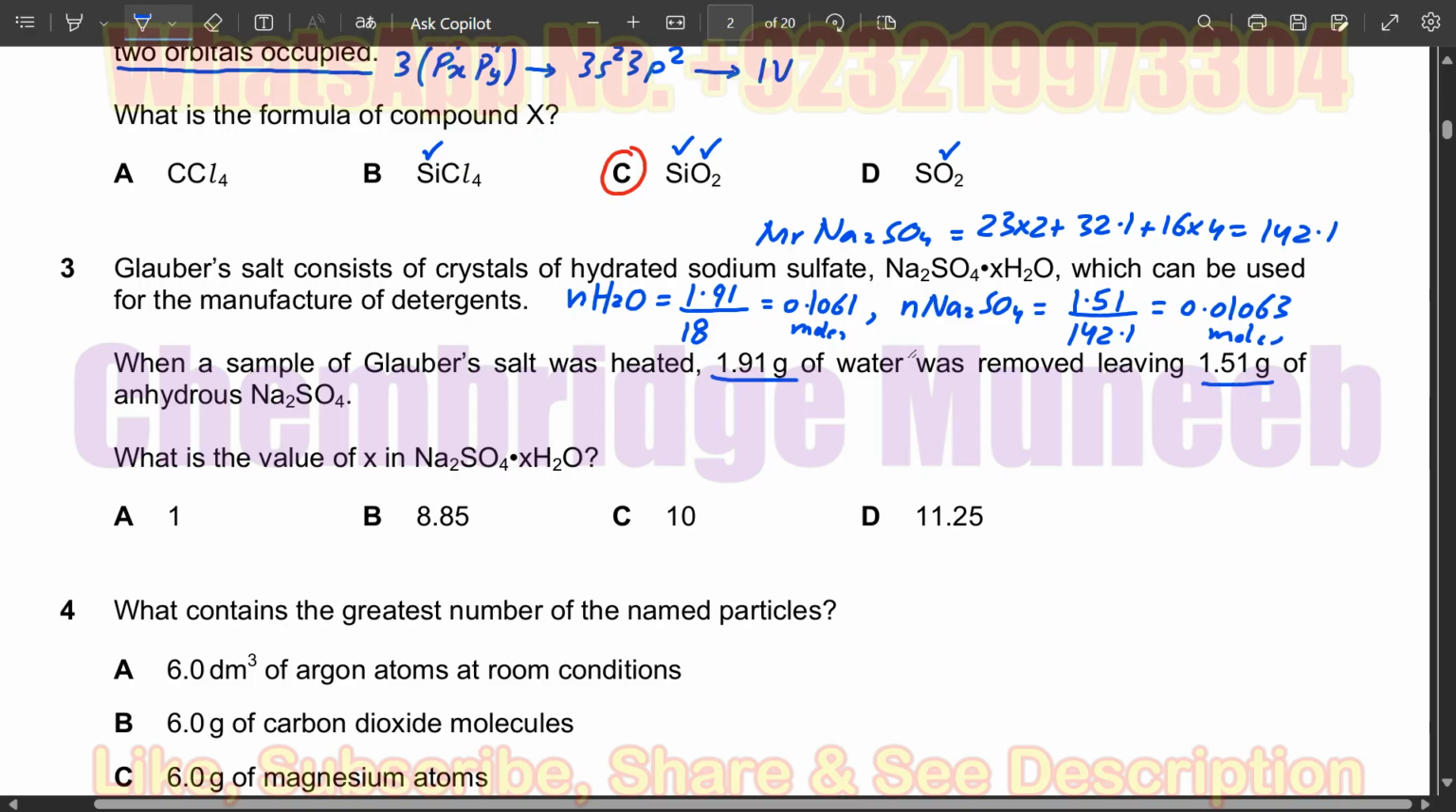After that, we have to take the ratio between the moles of water and the moles of the anhydrous sodium sulfate. As we can clearly see, the moles of the sodium sulfate is smaller. So 0.1061 divided by 0.01063. The answer is nearly equal to 9.98, which is rounded to the digit 10. So 10 is the right answer here.